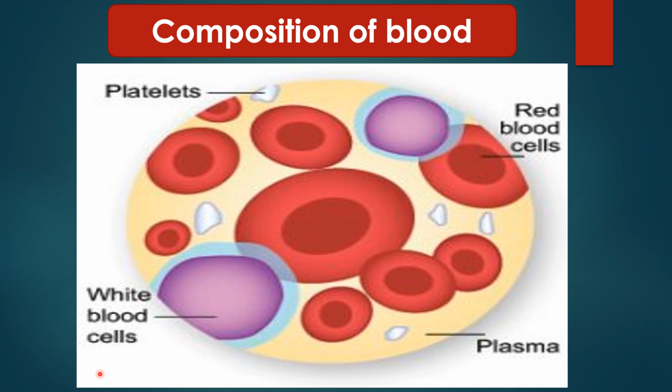Then we have white blood cells. White blood cells help to fight disease within the body. Then we have platelets. Platelets help in clotting of blood. And we have plasma. Plasma is a yellow colored fluid which helps all these 3 kinds of cells to dissolve in it to make a thick red colored fluid called blood.